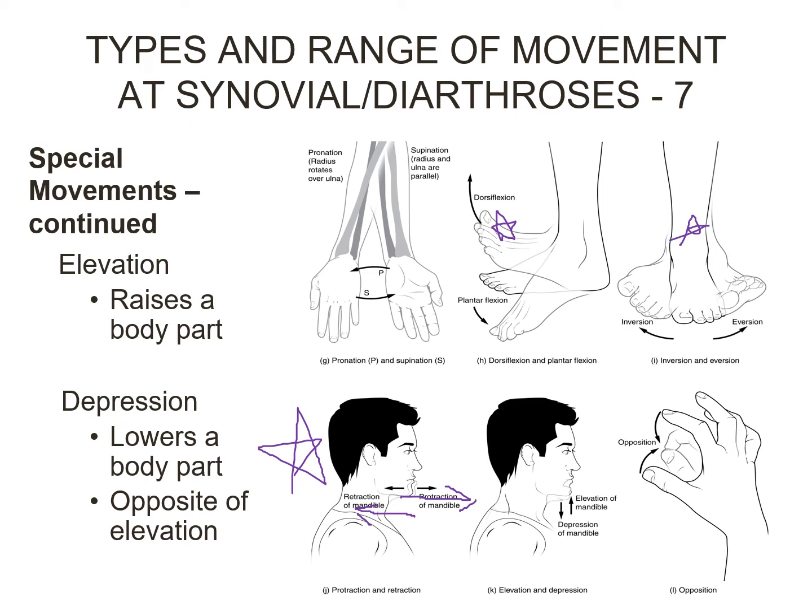So the last movement that is considered special is elevation and depression. Based on their names, you probably already know what they are or what they're doing. Same thing, the most common or easiest locations to describe this on the body are in your scapula, your shoulder blades.